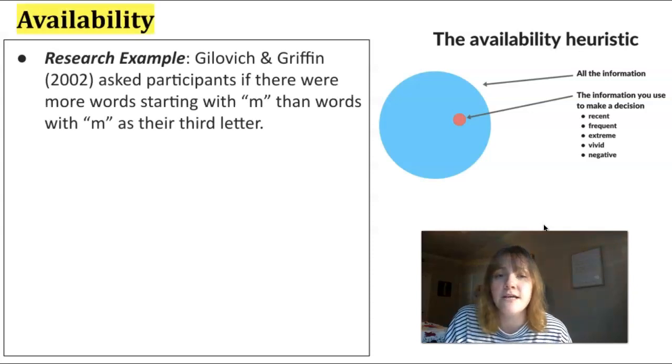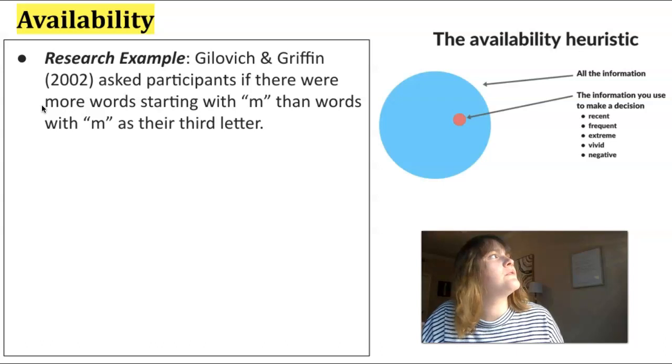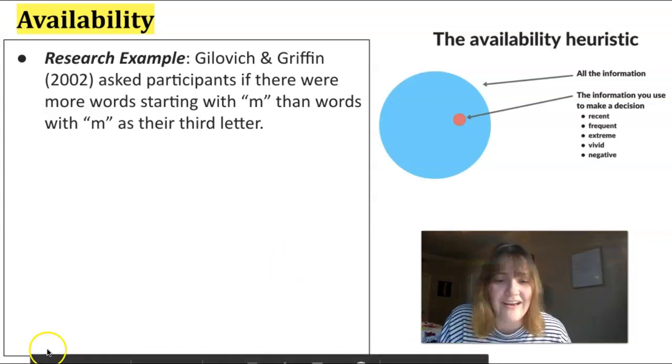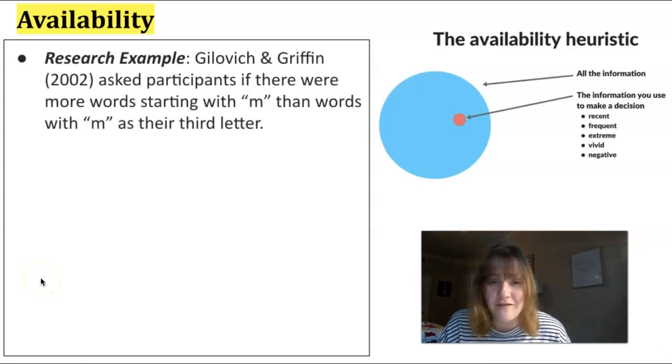Some other examples. Gilovich and Griffin asked participants if there were more words starting with M than words with M as their third letter. Sorry, y'all, my apartment neighbors are going crazy today. So here's a research example for the availability heuristic.